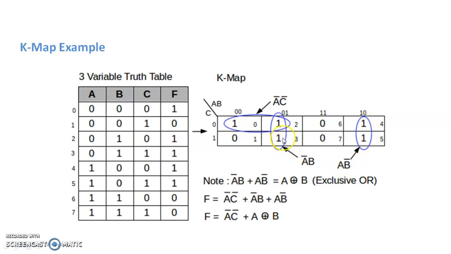So the expression we got for this particular group is A B bar. And this is group 2. For group 2, the term we got is A bar B. See, for this group, this is A, 0 means A bar, and this 1 means B. So it is A bar B.